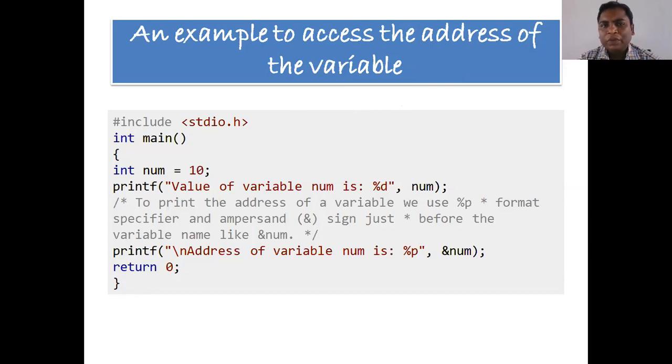As we all know, variables are nothing but names given to memory locations. And 10 is the value which we have stored at the num memory location. Then we are simply printing the value of num using the printf function. Printf value of variable num is %d, num.